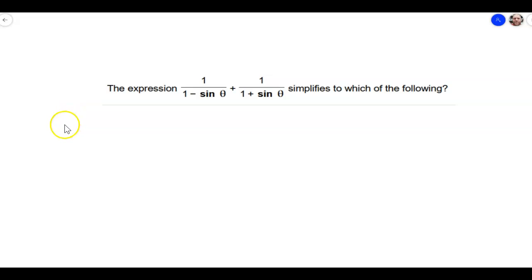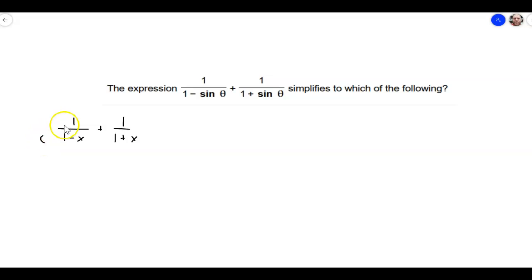So let's do this over to the side here. Pretend this was 1 over 1 minus x plus 1 over 1 plus x. What could we go ahead and do with this? Well, we'd be looking to get a common denominator between 1 minus x and 1 plus x. That common denominator would be 1 minus x times 1 plus x. We've done this before in pre-calculus algebra.